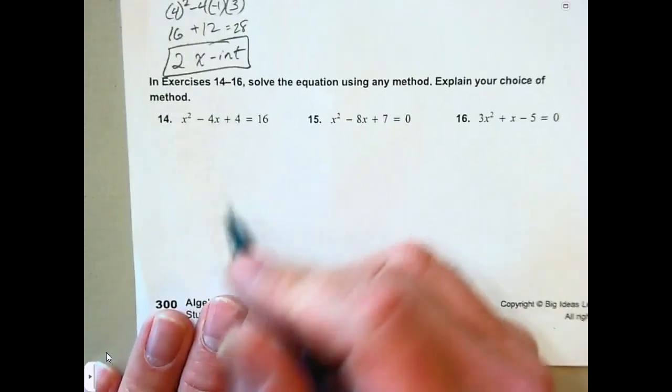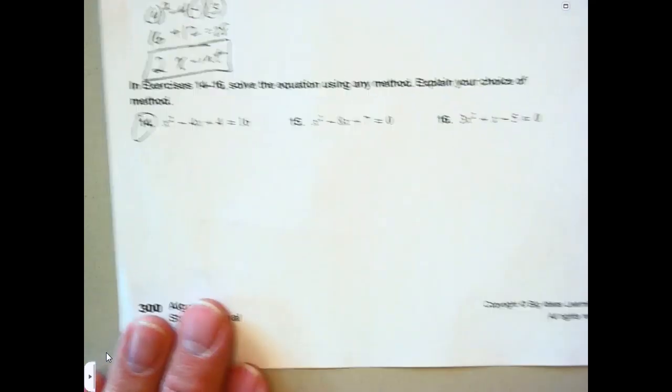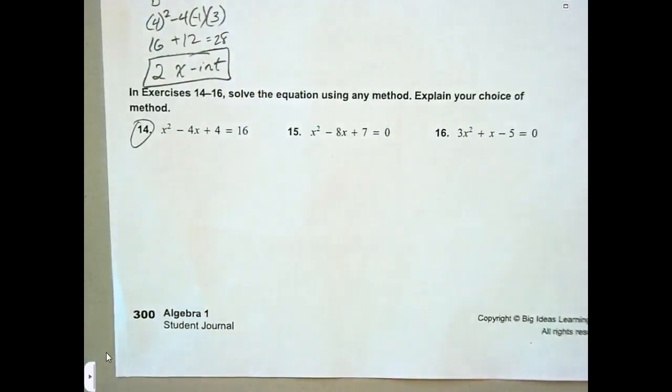Okay, last problem we're doing together as a class, number 14. Any method you choose. You can solve any way you want. Out of curiosity, how many of you factored? How many of you used the quadratic formula? How many of you graphed? Anyone do completing the square? Anyone graph it on their calculators and calculate the zeros? Okay? So all of those methods are valid.